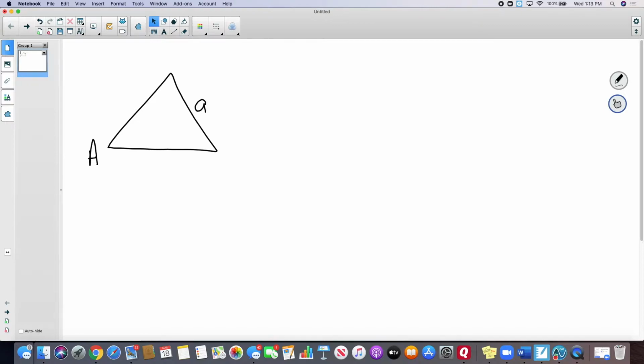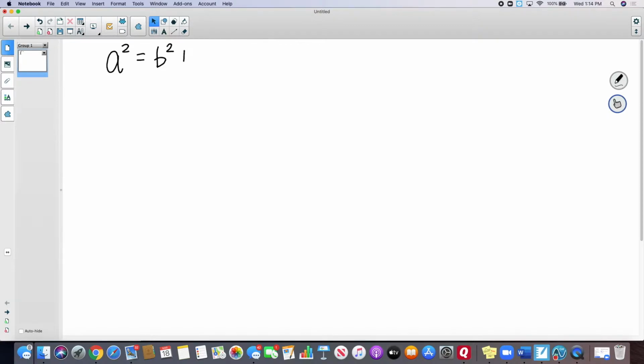So I'm going to write down the law of cosines first. It's a little bit lengthier than law of sines, and then we're going to work a few problems with that. So law of cosines actually has three versions. They're all the same thing. It's just rearranging it depending on the information that you have. So the law of cosines is a squared equals b squared plus c squared minus 2bc cosine A.